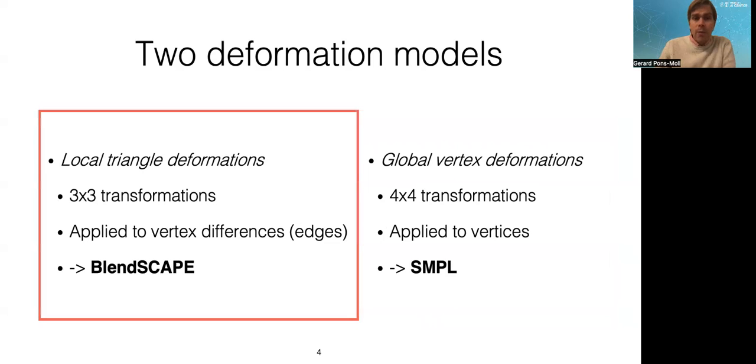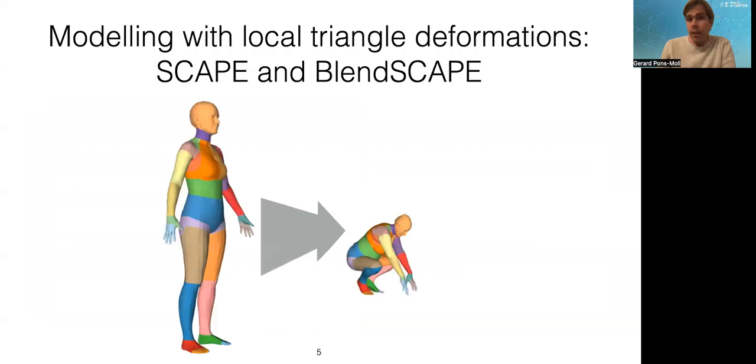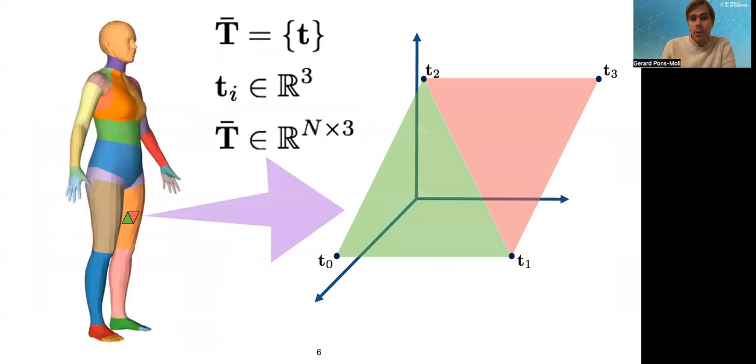There's another type of body models that are based on local triangle deformations. The idea is to apply a series of 3x3 transformation matrices, which are parameterized with pose and shape, to each of the triangles or edges of the mesh. Those are models like SCAPE or its extension SCAPE. The idea is the same, or the target is the same. You want to be able to model pose and shape, but you're going to do this starting with the triangles as the base primitive and not the vertices.